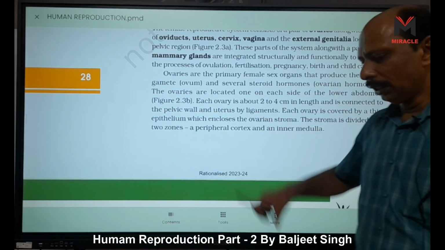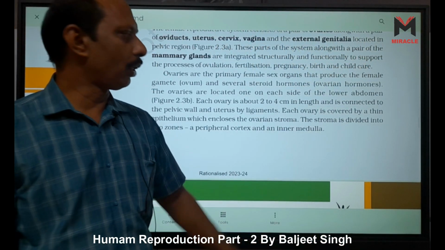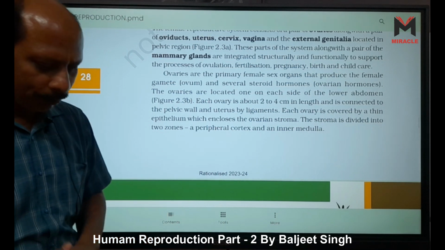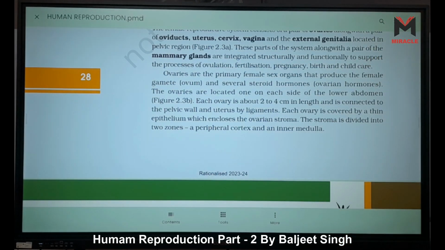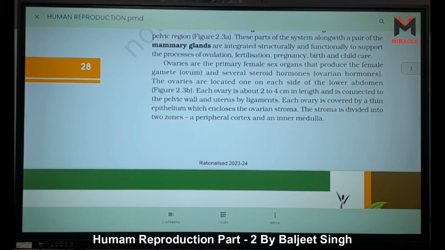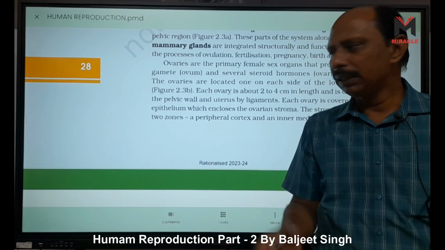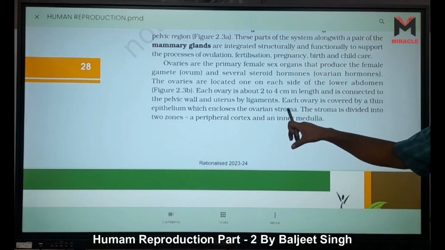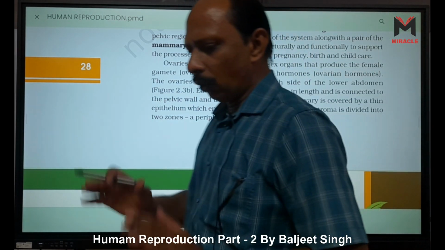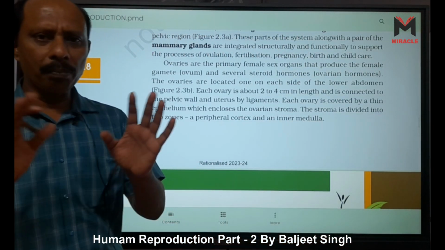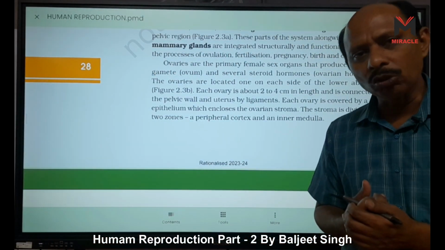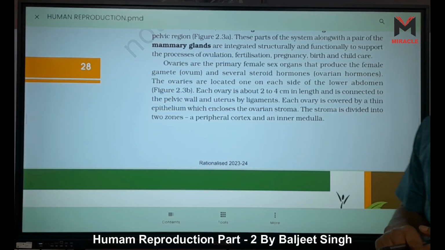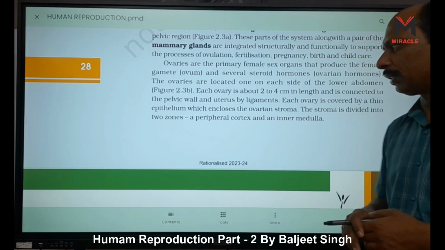Here ligaments are given. Because these ligaments are present in the peritoneal cavity, they are also called broad peritoneal ligaments. Each ovary is covered by a thin epithelium which encloses the ovarian stroma. Look here, when we consider the ovary, it is covered by a thin epithelium, and this epithelium is simple cuboidal epithelium. We can also call it the simple cuboidal germinal epithelium.